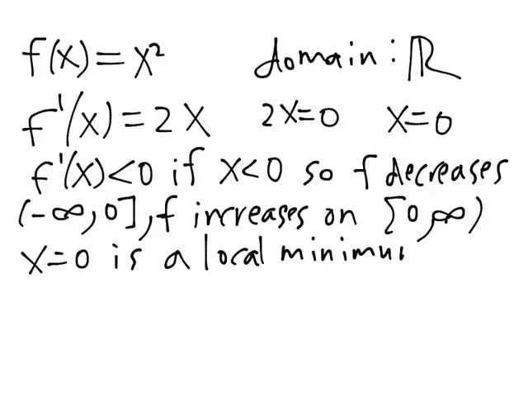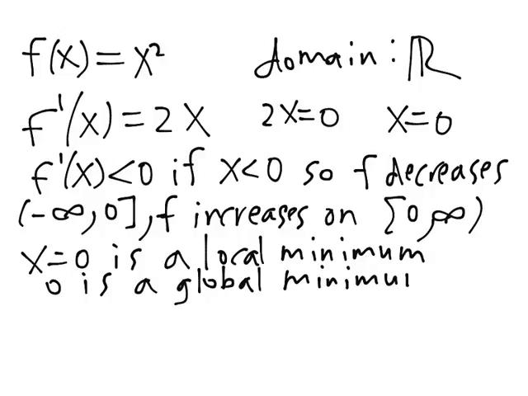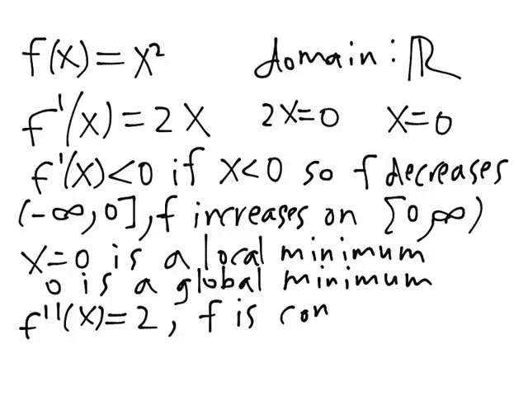In fact, we know that f of 0 is equal to 0, and f is larger than that, or increases forever on both sides, so 0 is also a global minimum. Now for the second derivative. f double prime of x is just equal to 2. Since 2 is positive no matter what x is, we know that f must be convex. And it's never 0, so there's no inflection points.